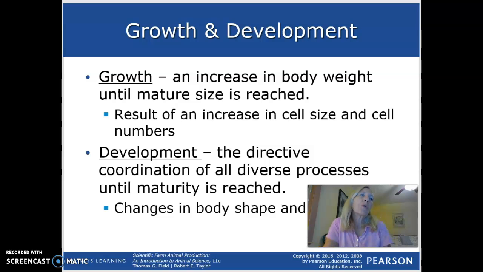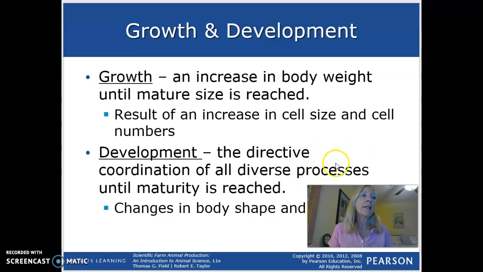So what's the difference between the two? Well, growth is an increase in body weight until mature size is reached. Just imagine growth. Maybe some of you, when you were little kids, you stood up on the wall and your mom or dad made a little mark on the wall to show how tall you were. So that's growth. How tall you are, or how an animal, like when you have your project animals and the teacher comes out and weighs them. So an increase in body weight.